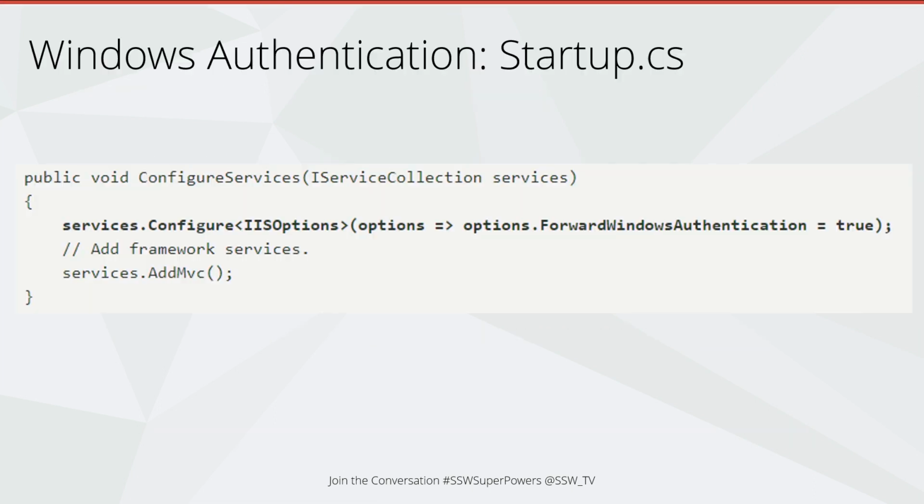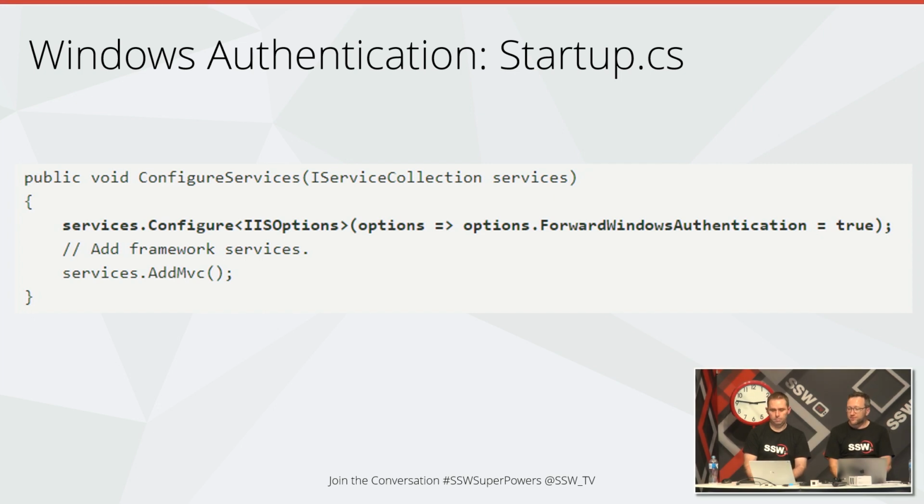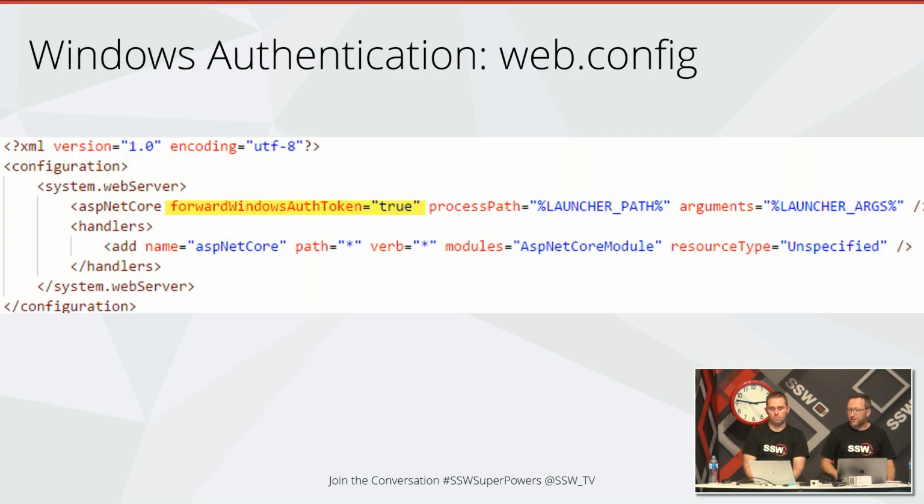If we click forward, if we want to use Windows Authentication, you start by just going to your services section in startup, as for everything else, and just turn on this option, ForwardWindowsAuthentication. That tells Kestrel, or tells ASP.NET under Kestrel, to start reading whatever headers IIS sends you to tell you that you're authenticated. Then you look at a web.config file.